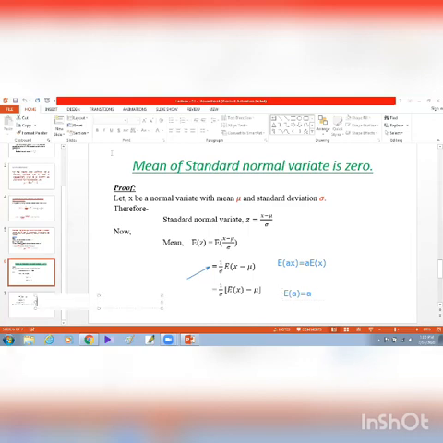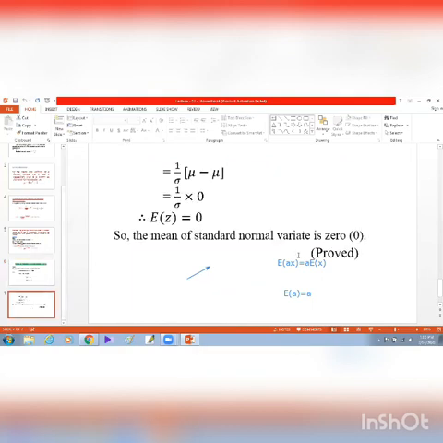Dear students, in the next slide, we replace expectation of x with mu, and mu minus mu equals 0. So 1 divided by sigma into 0 equals 0. Now expectation of z equals 0, which implies that the mean of the standard normal variate is 0.